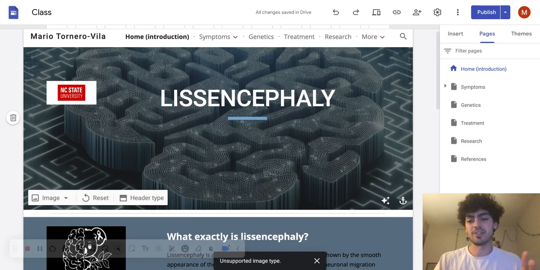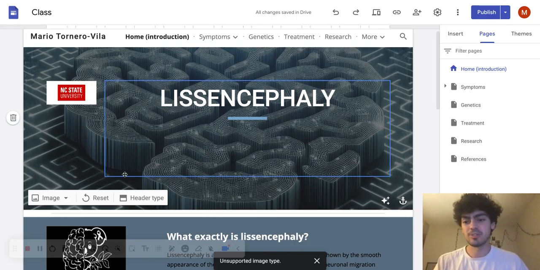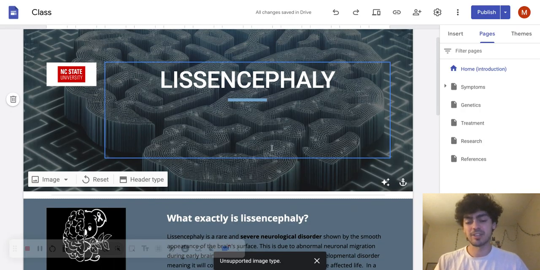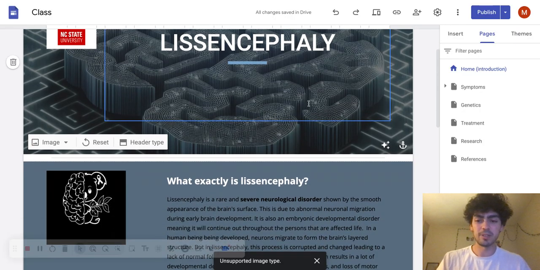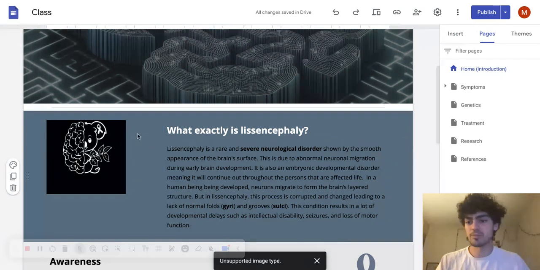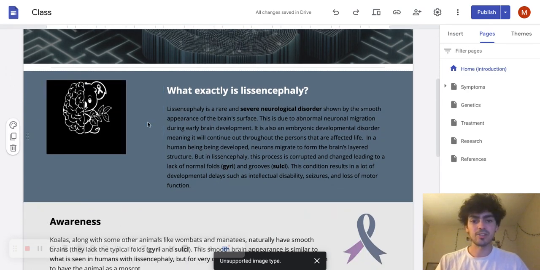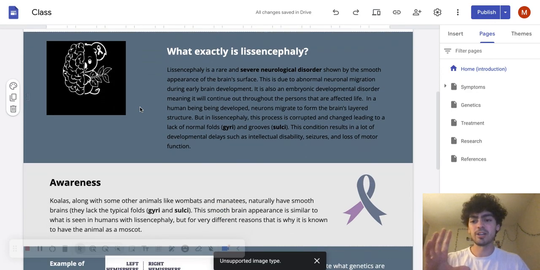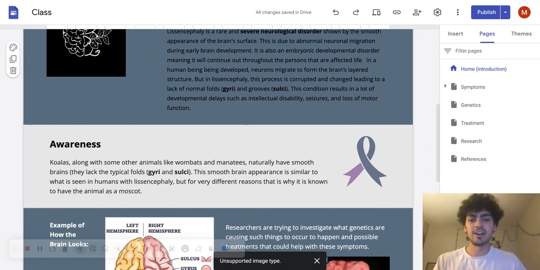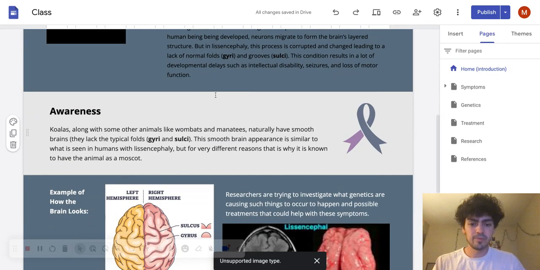I wanted to give a sense of some unique artwork with the brain. I was thinking a maze, which I'll explain a little bit later. But then I did some research and found that koalas also have small brains, along with other animals. So I wanted to give a picture that a general audience would feel at ease with, easing them into the beginning before the research.